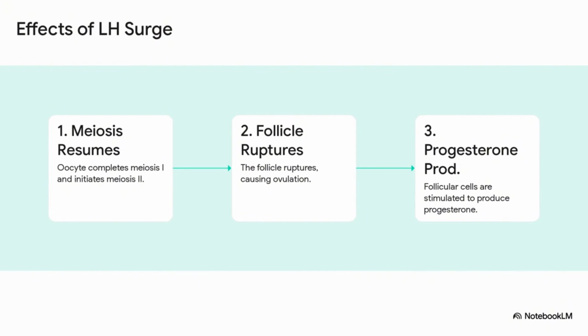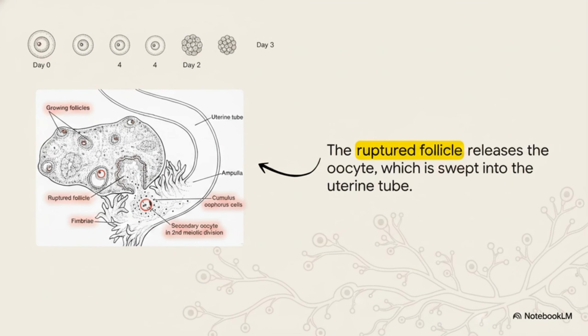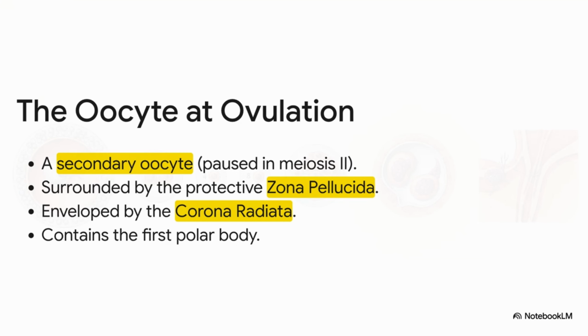And third, it tells the leftover follicular cells to switch gears and start producing progesterone. This picture just captures that moment perfectly. You can actually see the follicle has ruptured on the surface of the ovary, the oocyte is pushed out, and then these finger-like things called fimbria at the end of the uterine tube sweep it up and bring it inside to start its journey.